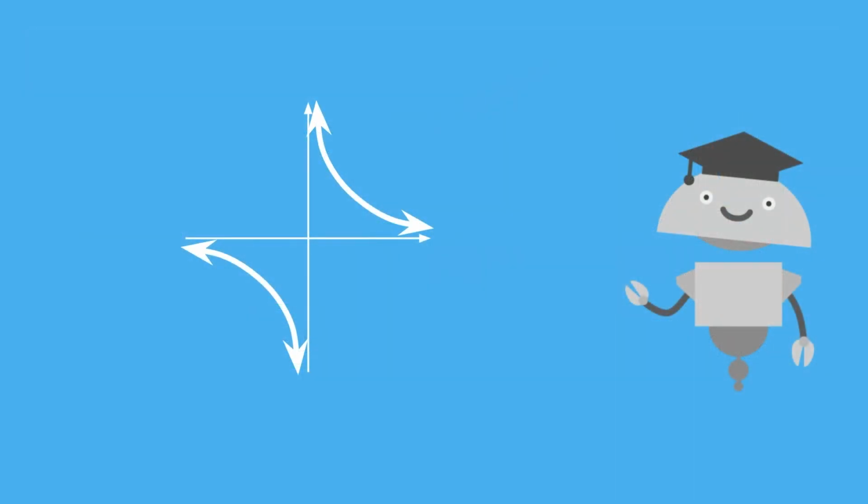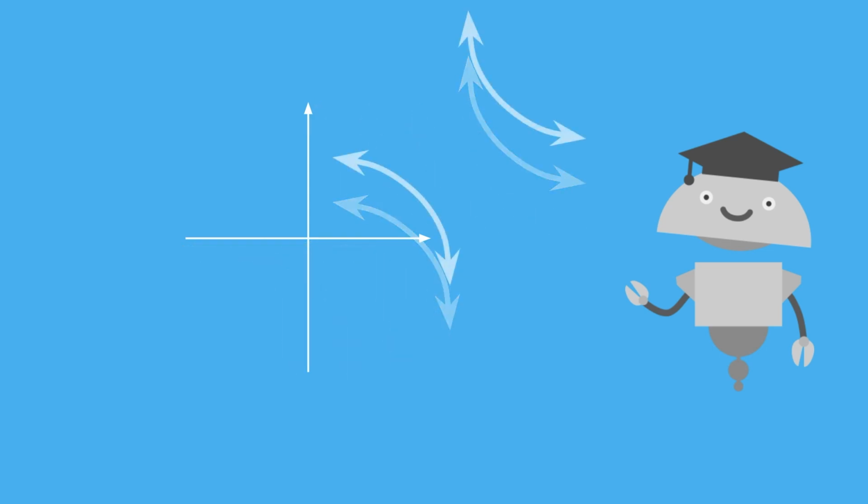In this lesson, we learned about the reciprocal functions 1 over x and 1 over x squared. Next time, we'll explore how the properties of this function change when we move it around the graph.